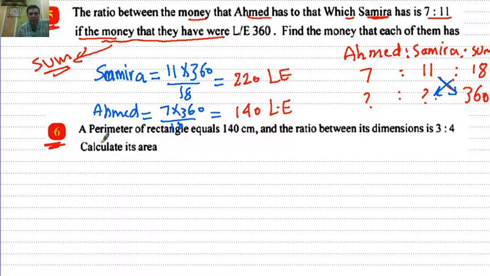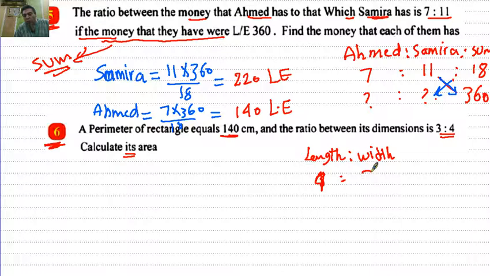Number 6. The perimeter of a rectangle equals 140 centimeters. And the ratio between the two dimensions, length to width, equals 4 to 3. He said 3 to 4, but we said 4 to 3, because length is greater than width.